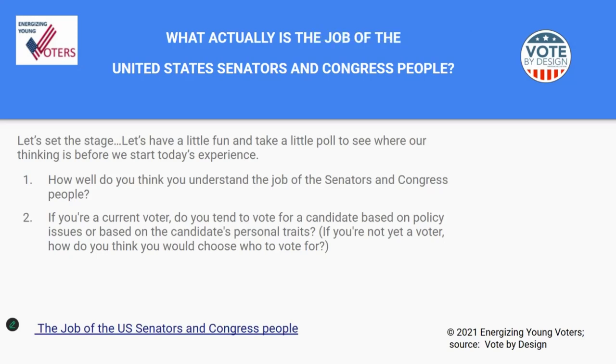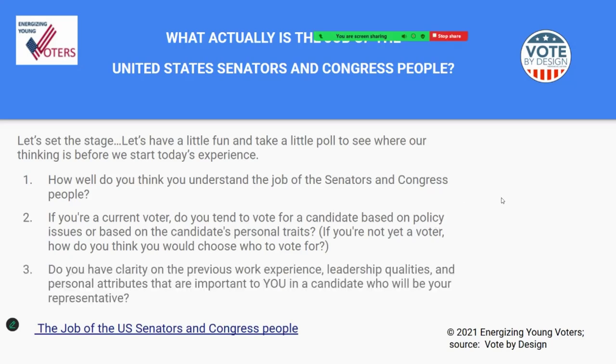And when I talk with kids who aren't yet old enough to vote, I say, because you're not yet a voter, how do you think you would make your decision about who to vote for? Third, do you have clarity on the previous work experience, the leadership qualities, and the personal attributes that are important to you personally in a candidate that you want to be your representative in DC?